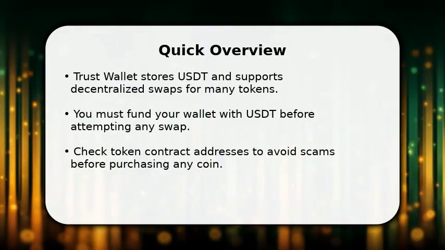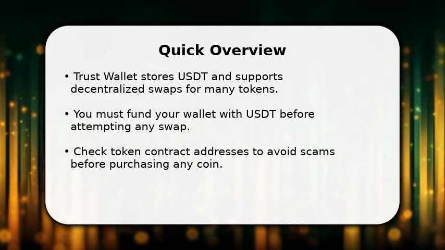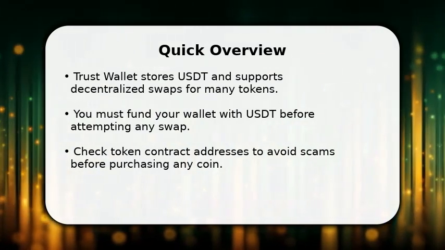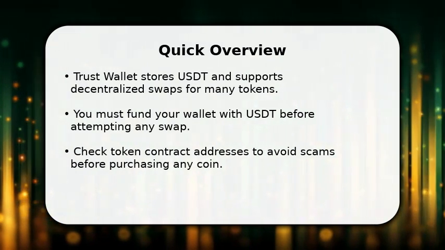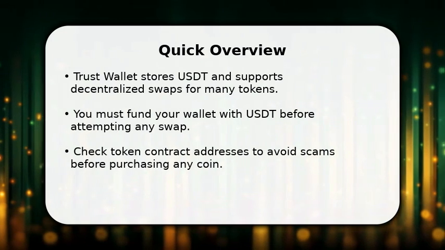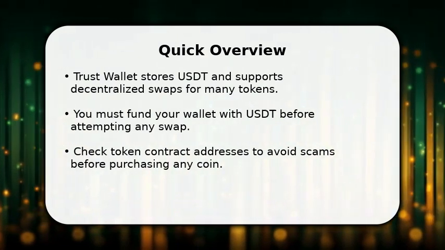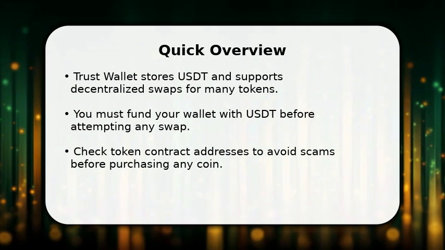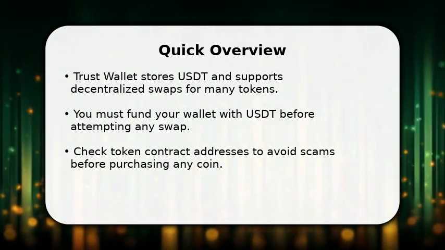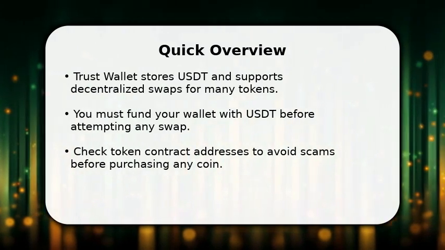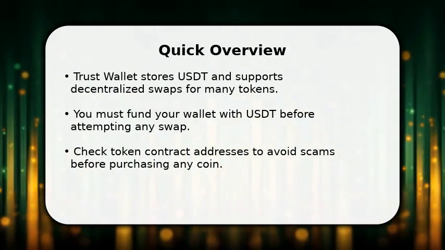In this video, I will show how to buy coin in Trust Wallet with UST. Open Trust Wallet and make sure you have UST funded in your wallet, then locate the DEX or Swap tab to begin. I will walk you through selecting the correct token contract, setting slippage, and confirming the transaction. Stay calm, follow each step, and I will explain common pitfalls so your swap is successful and secure.